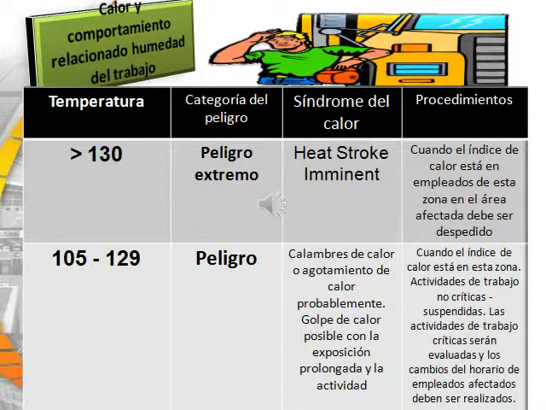In the window of 105 to 129 there is danger. Heat cramps and heat exhaustion are likely. Heat stroke is possible. When the heat index is in this zone, no critical work activities should be conducted. Critical work activities which need to be done should be evaluated and scheduled with affected employees, having adjustments made.